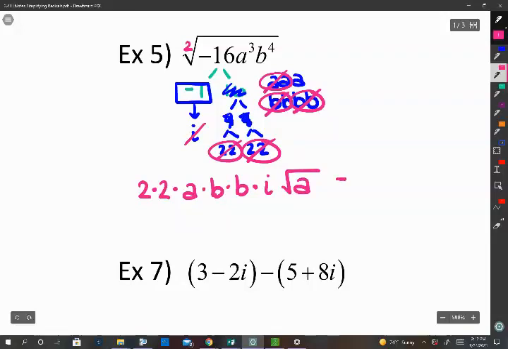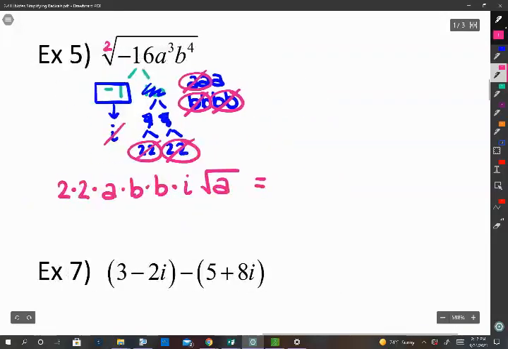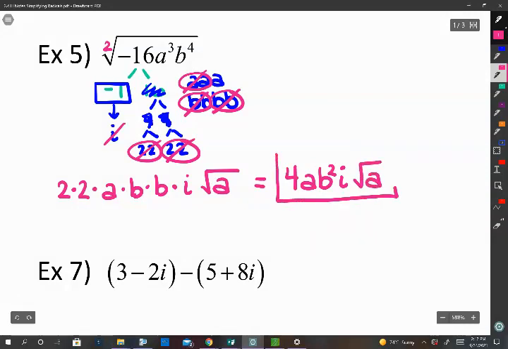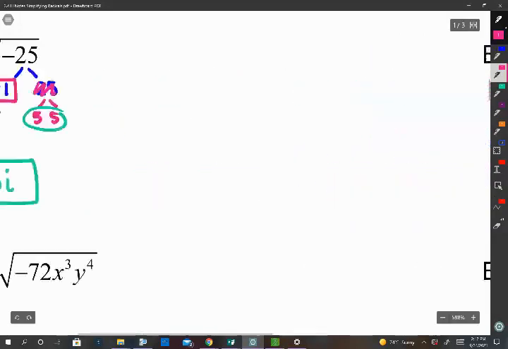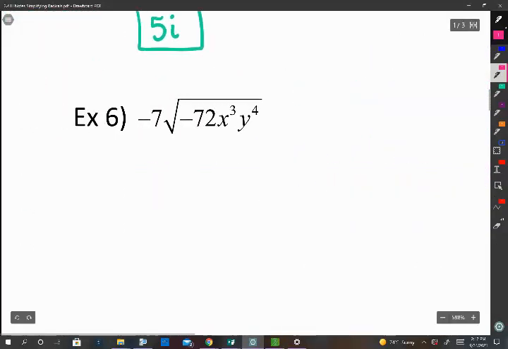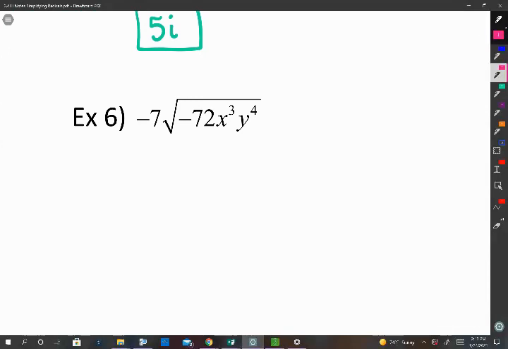So when I simplify all of this, I've got 2 times 2, which is 4, A, B squared, I, and then the square root of A left over. And this is my answer. Again, we only have an I if you have a negative underneath our square root sign. So as I look at this next problem, again, the -7 out here does not produce an I. It's just a number that's on the outside.